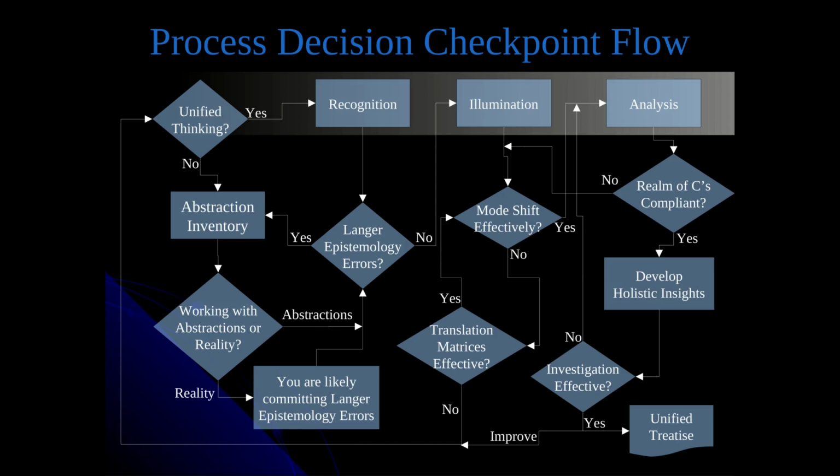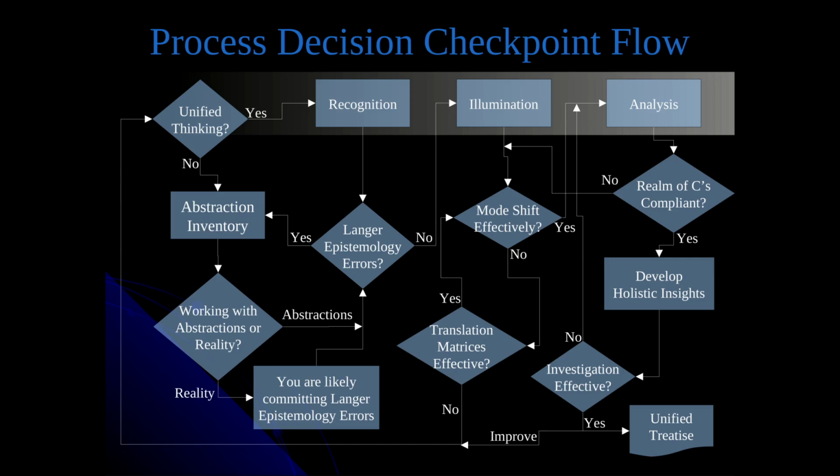I do just want to quickly mention that the two issues that we talked about just a minute ago, abstractions and Langer epistemology errors, are the gating factors in moving across this chart left to right. And our focus in this presentation is mode shifting. And so we want to make sure that we can do that effectively. And we do that by populating the translation matrices. And we need to know whether or not we're doing that effectively. And so we're in this loop here in the middle.